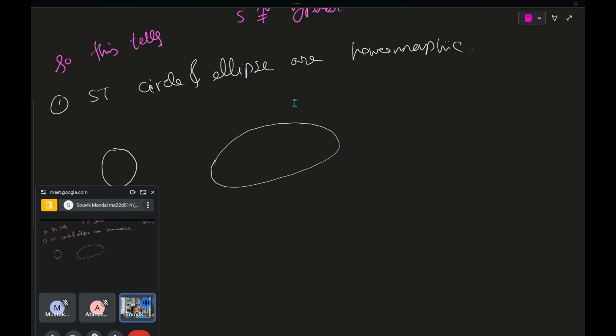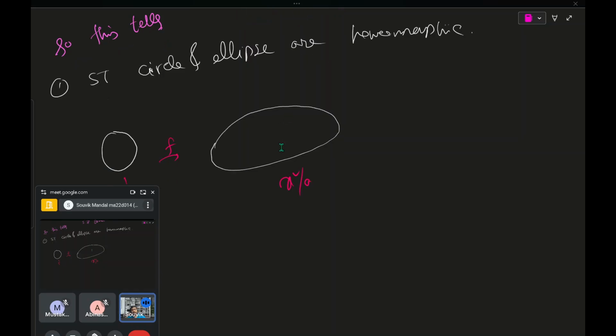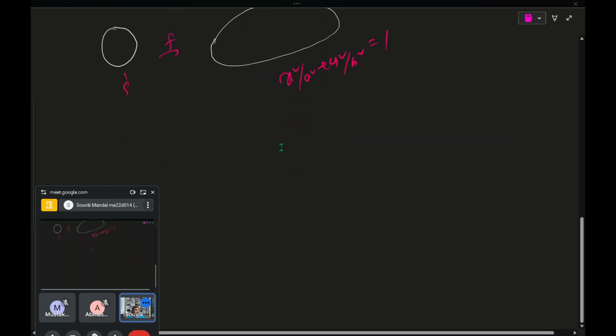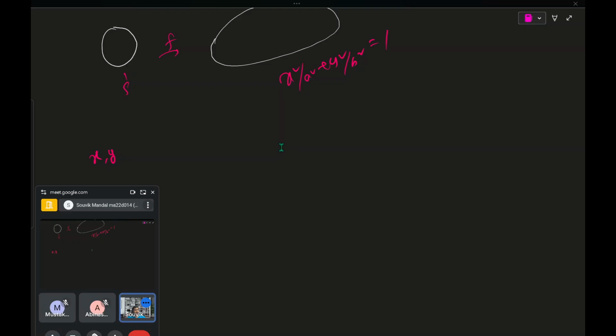Basically, we need to construct a function f from the circle to the ellipse. Let's take the equation of the ellipse to be x squared by a squared plus y squared by b squared equals 1. Now we need to find a homeomorphism between these. So we define f: (x, y) goes to (ax, by). And so f inverse will be what? (x, y) goes to (x by a, y by b).